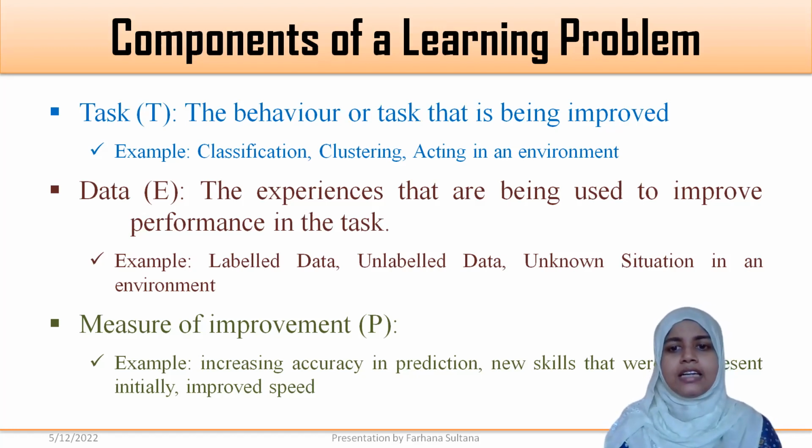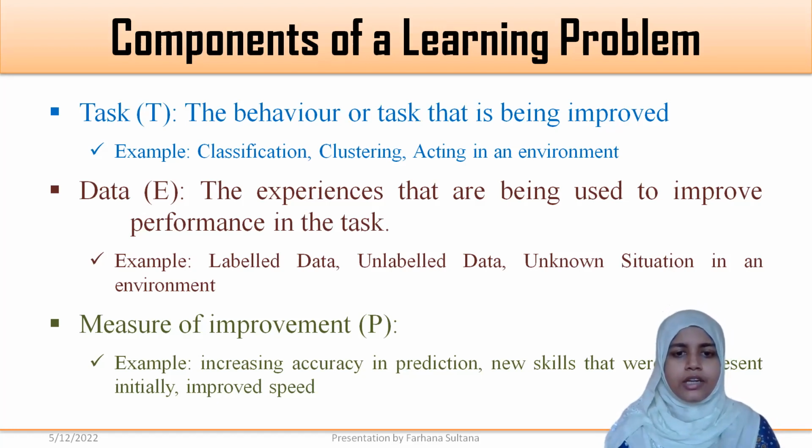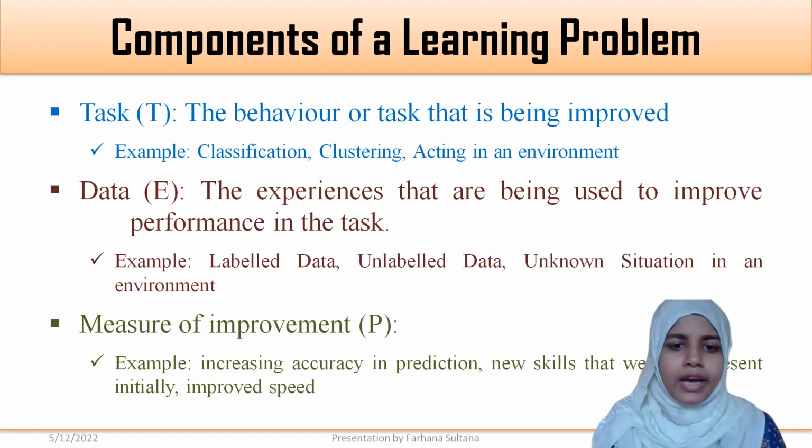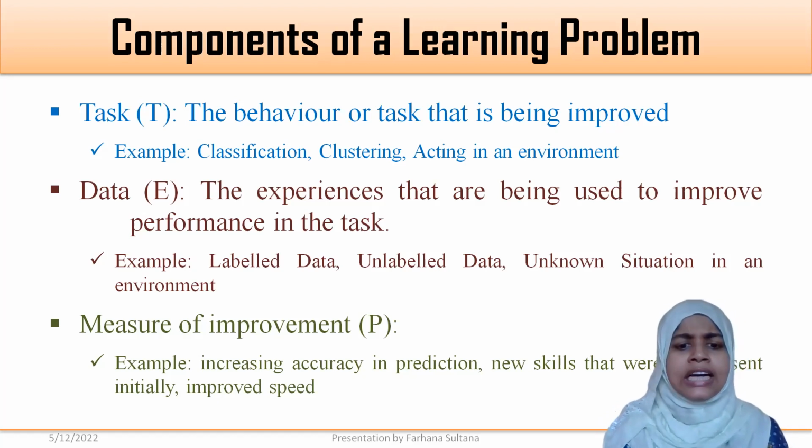The experiences that are being used to improve performance in the task. So labeled data, unlabeled data, unknown situation in an environment, these are called data. Next one is measure of improvement. Examples are increasing accuracy in prediction, new skills that were not present initially, or improved speed, etc.